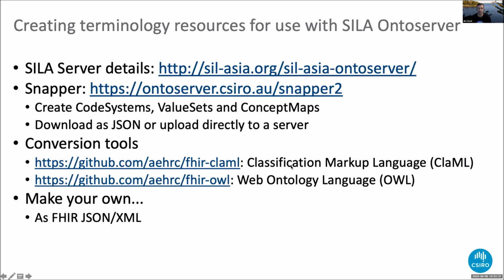There's some conversion tools that we've released as open source as well. So if you are dealing with terminologies or classifications that are released using the CLAML format, the classification markup language, then we have a tool that can convert CLAML files into FHIR code systems. And likewise, if you have terminologies that are distributed as OWL ontologies, then we have an open source tool that can convert OWL ontologies into FHIR code systems as well. And alternatively, if you don't want to use those, then you can always make your own, either by hand editing JSON or XML, or writing programs that generate JSON or XML out of some other input, which is something that we've done quite a lot in different projects that we've done over the years.